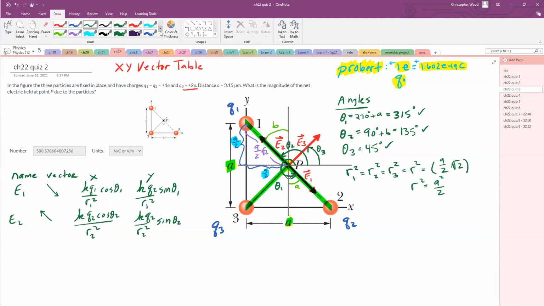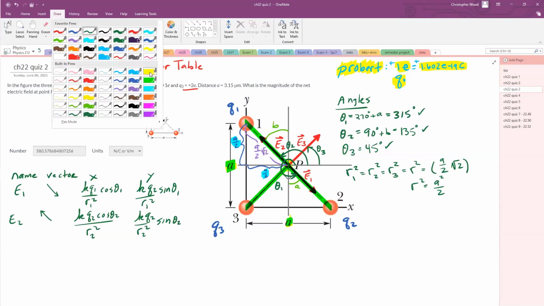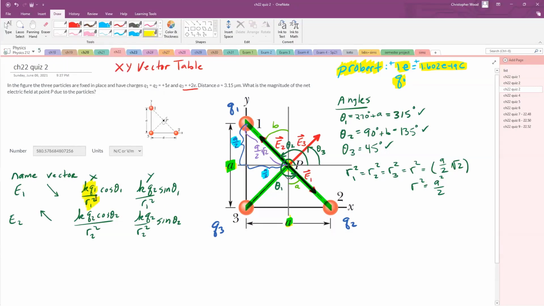And let me just backtrack, and I'm doing that every time. KQ1 over R1 squared is the electric field strength due to source charge 1. I don't want that. I want the X component, which is why I then multiply by cosine of theta 1. So just in case that isn't super clear.